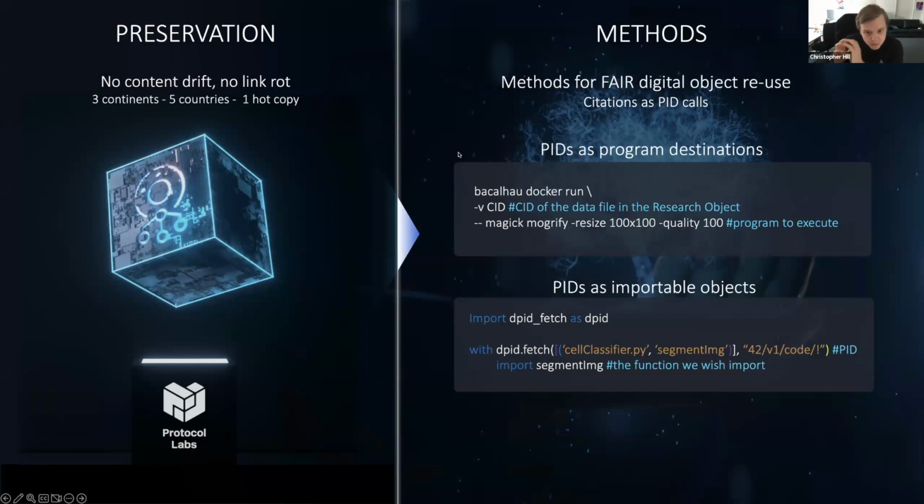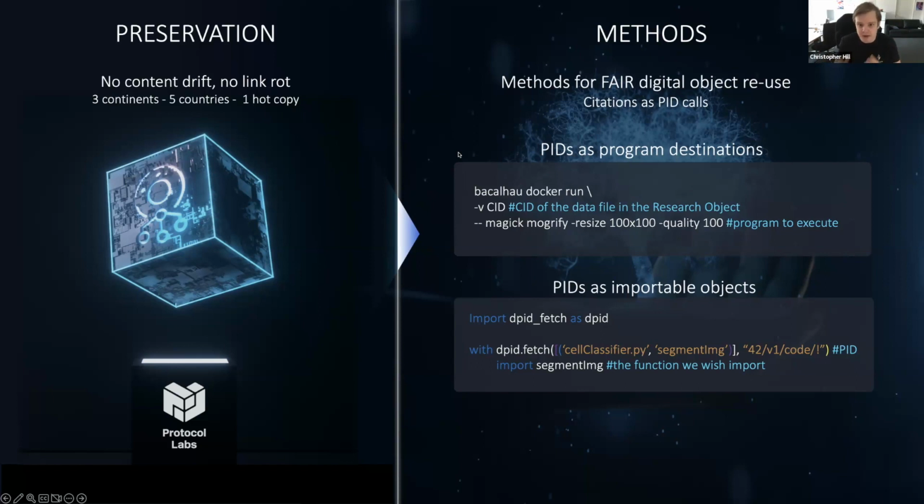And then we can create powerful methods to interact with these research objects, because in essence, they now become computational objects. We can have PIDs as program destination. What does that mean? That means I can take a data file, for example, satellite images stored in my DeSci node, and I can send a program over to it using edge computing and get the results back. I could grayscale it, I could segment it, I can do all of these things and get the results back without having to download these massive data sets locally.